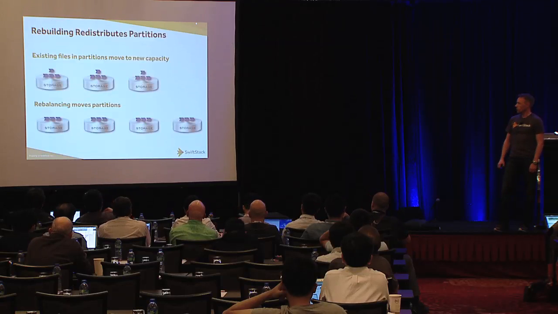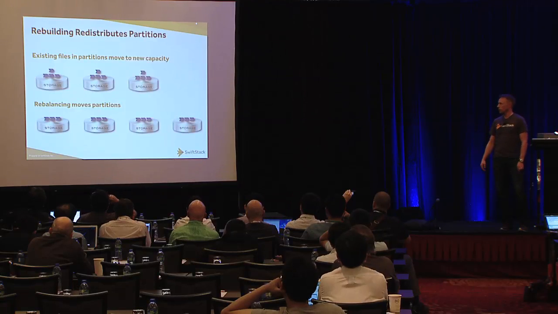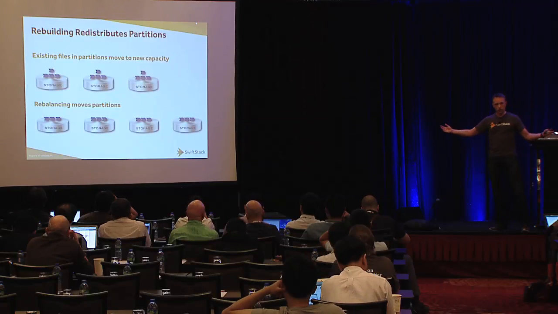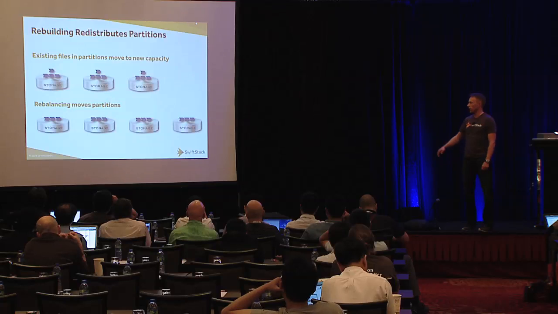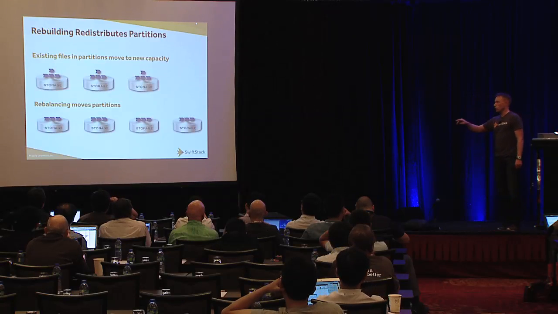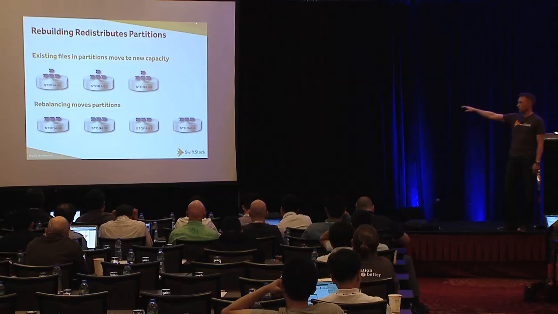All right, so the rebuilding and redistributing of partitions. In this example here, we have three disks. We have four partitions on each disk. Now, if we grow the cluster, so we add another disk, we have to rebalance it, like I described before. Rebalancing will basically move the partitions. So you add another disk, and from the first row there, you'll see the four partitions. Now you will have three partitions across four disks instead.